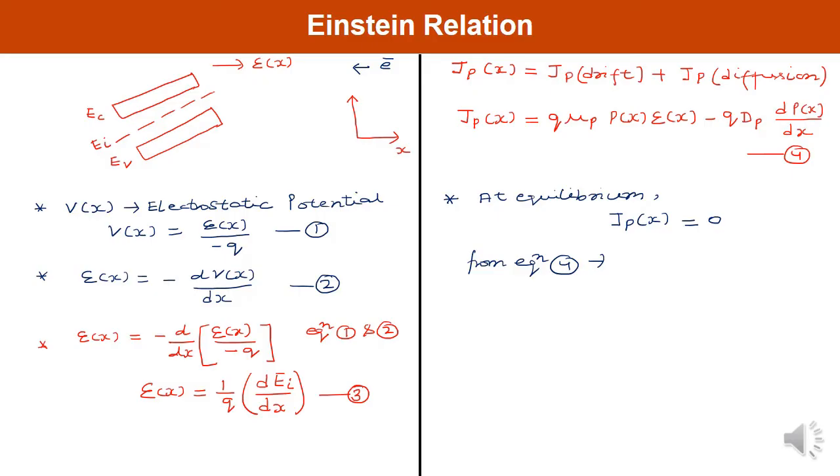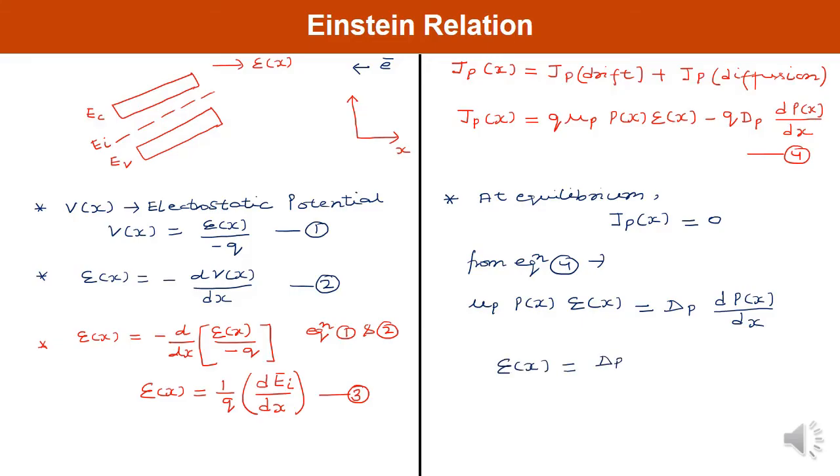So these two terms you can write as q, and q will be cancelled out. This would be mu p into p(x) into E(x). This is equal to what? D_p, which is the diffusion coefficient for the holes, into d of p(x) upon dx. Just you have taken the equilibrium condition, and from here you can write what is E(x)?